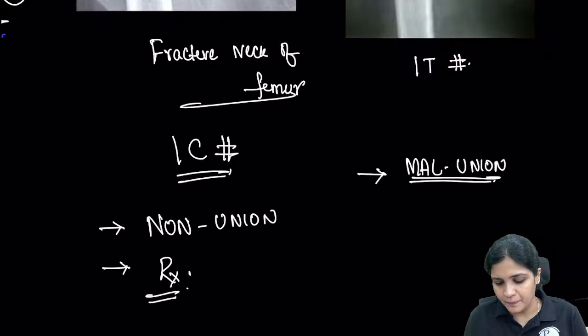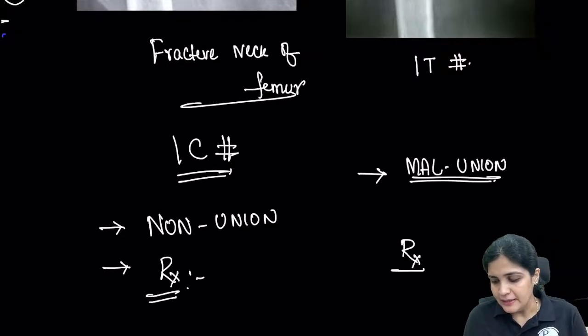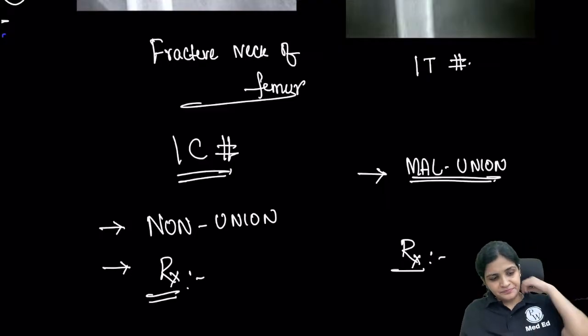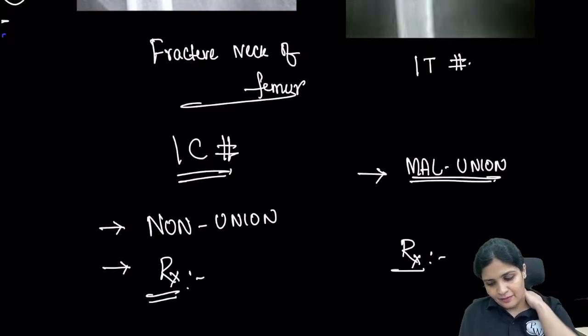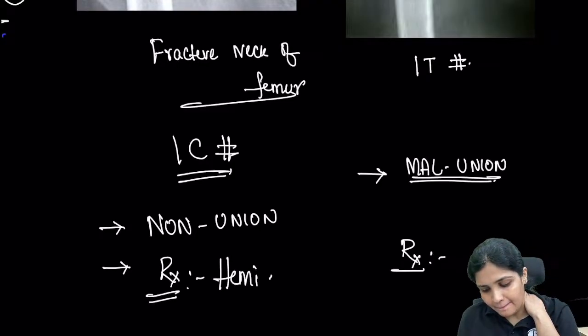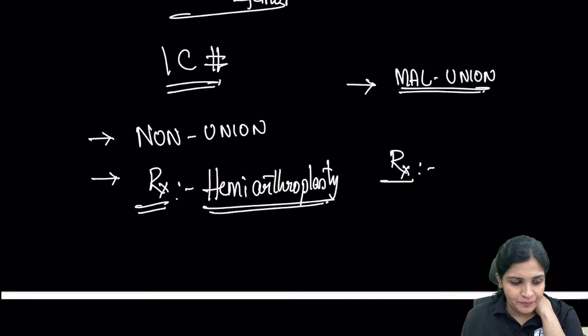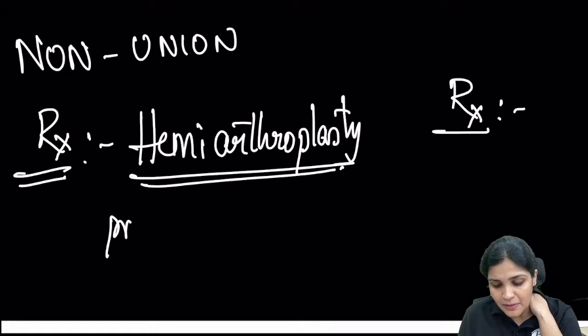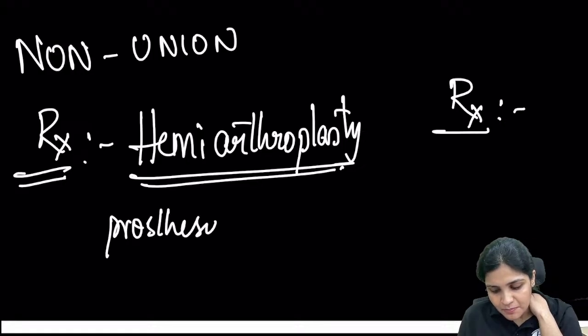So what is the treatment for IC fracture? That is important. How do you treat this? Treatment for non-union of fracture neck of femur? Hemiarthroplasty. Yes, hemiarthroplasty. What do you mean by hemiarthroplasty? So you are replacing the head of the femur, right? You replace this by a prosthesis.